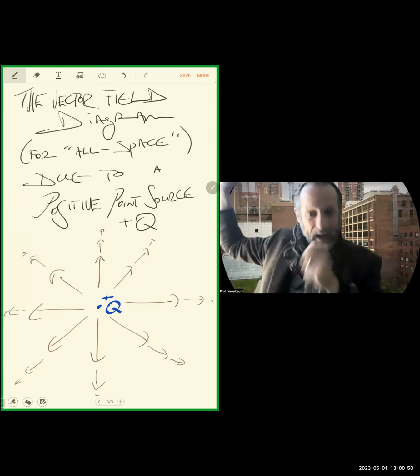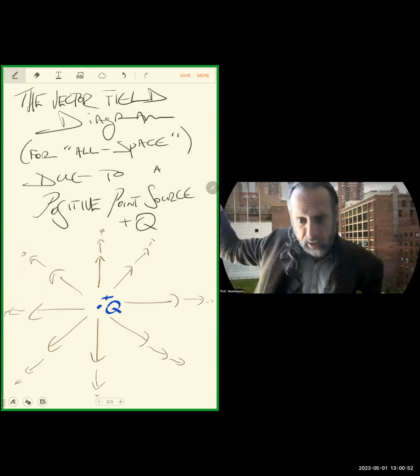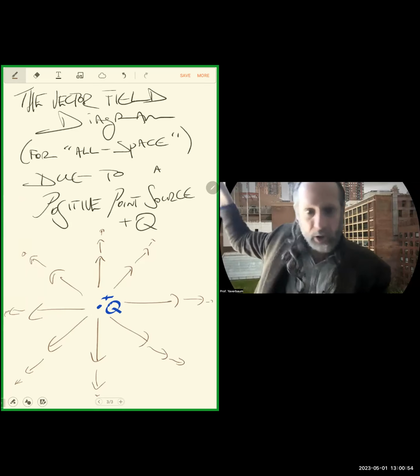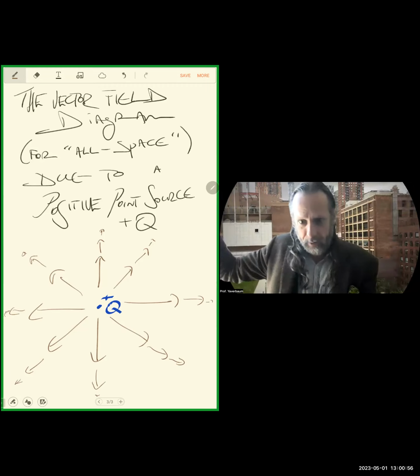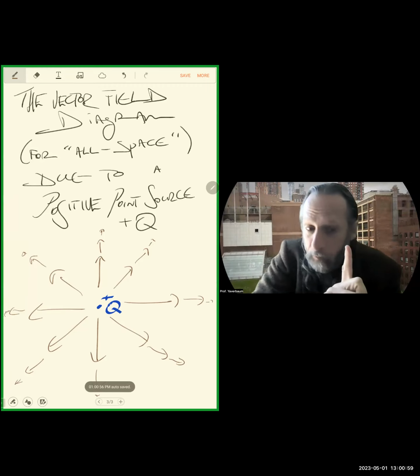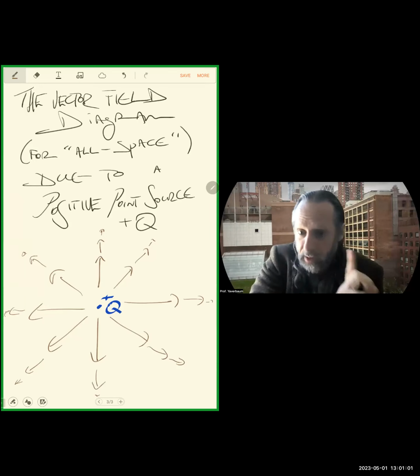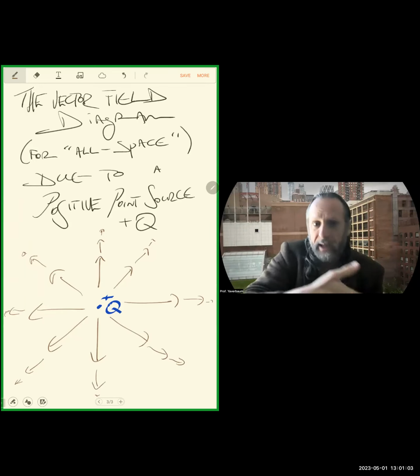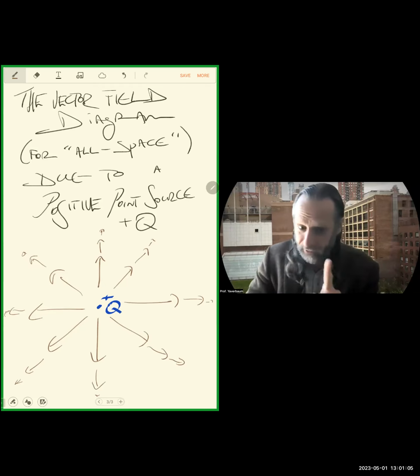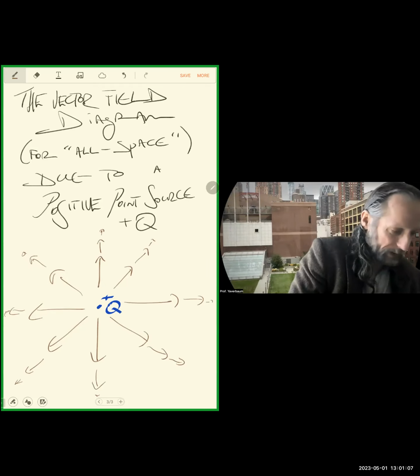And if we drew this all to scale, each arrow represents the number of newtons that each coulomb of test charge would experience at any various point in space. Okay, so that would be the vector field diagram for all of space due to a positive point source. If you're following what I'm saying, then I think you might follow also.